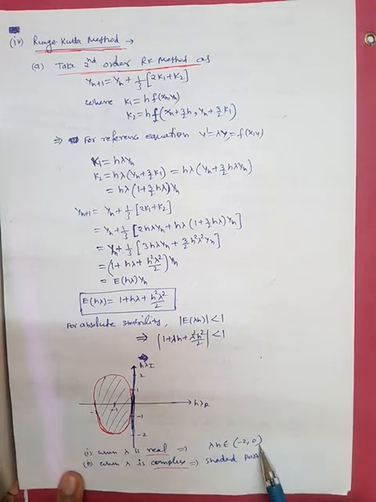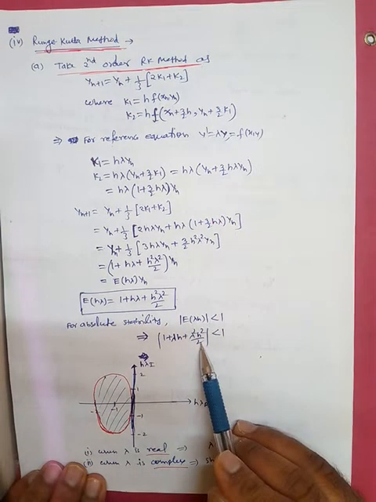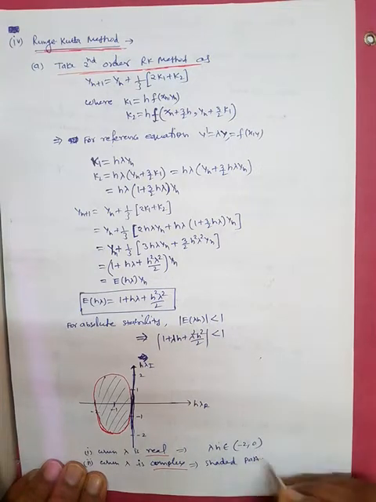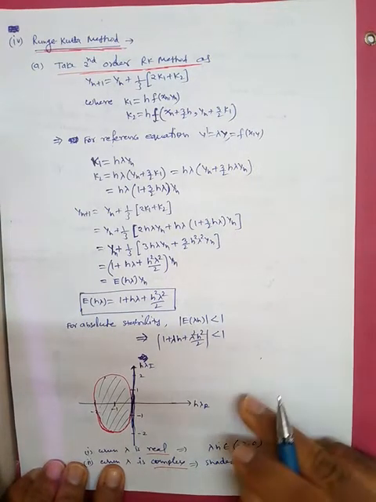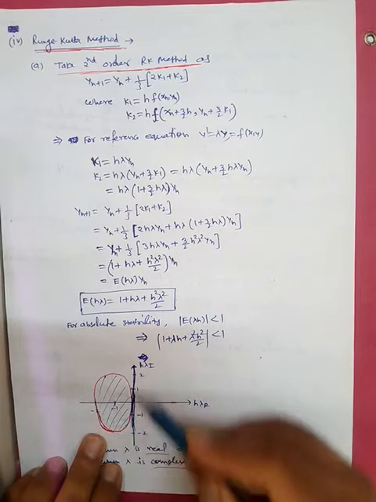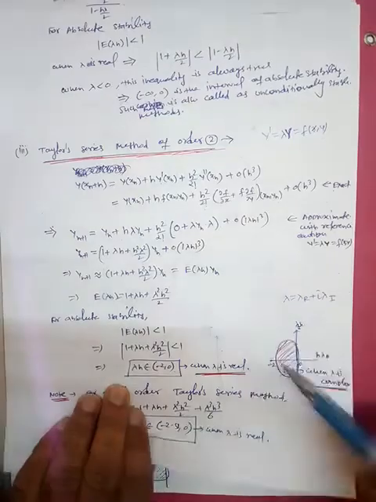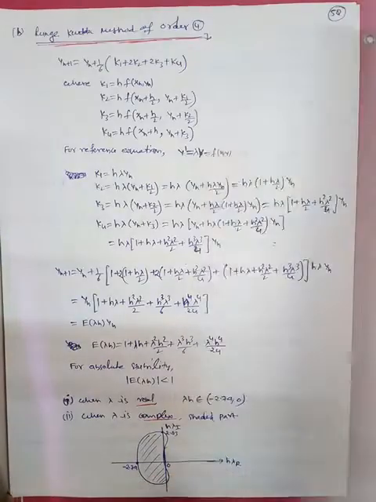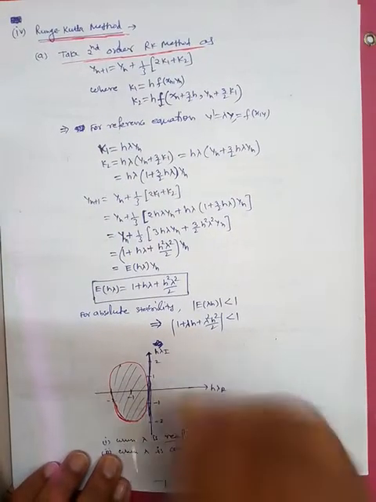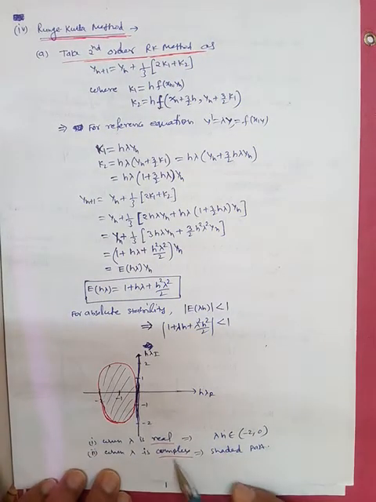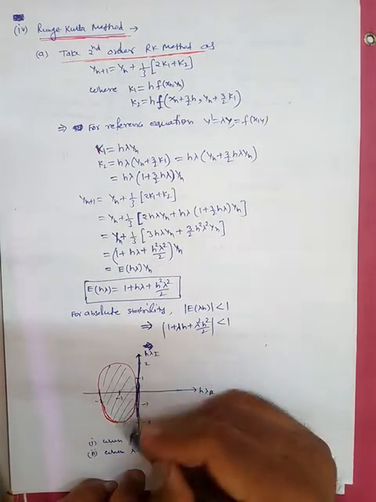So this will be the interval. And when lambda is complex, that means lambda is lambda_r plus i lambda_i, then again we will get this part which we have already taken here for the Taylor series method. This and this both are the same. So ultimately, when lambda is complex, this shaded part is the region.